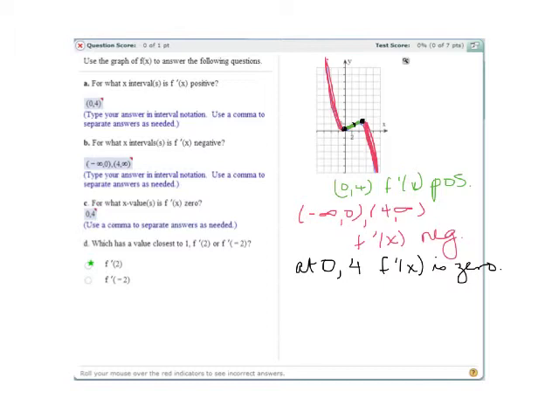said f prime is positive, it is increasing there, or f prime at negative 2. So negative 2 is over here. That's negative, right? f prime is negative there. So which one is closest to positive 1? I would have to say f prime at 2 is closest to positive 1, because f prime at negative 2 is negative. The slope of the tangent line at negative 2 has a negative slope. The rate of change of the curve is negative. The relationship between the inputs and outputs there is a negative relationship, for all of those reasons.